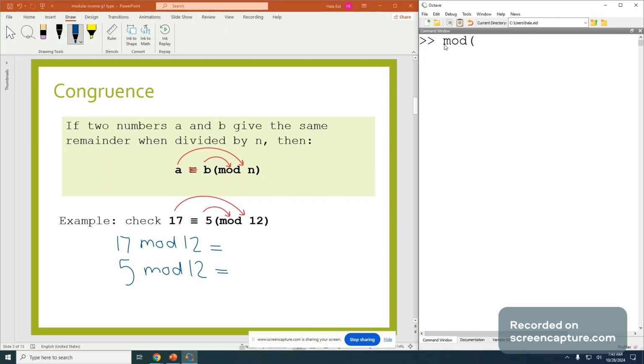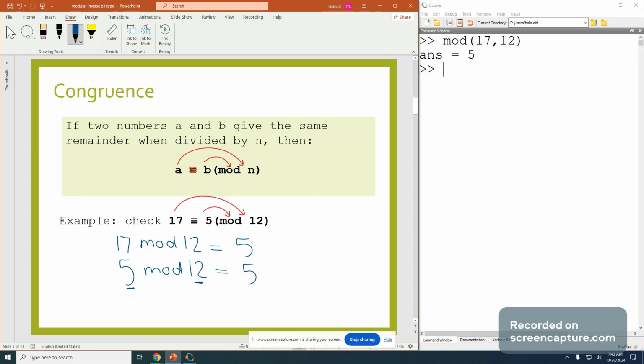So I'll find the mod of 17 and 12. This gives me 5. And for the second one, I have a small number mod a big number. We agreed that this is going to give you the smaller number itself. So 5 mod 12 is equal to 5. We can see that 17 mod 12 and 5 mod 12 give the same remainder. So we say that 17 and 5 are congruent mod 12. When they're divided by 12, they give me the same remainder.